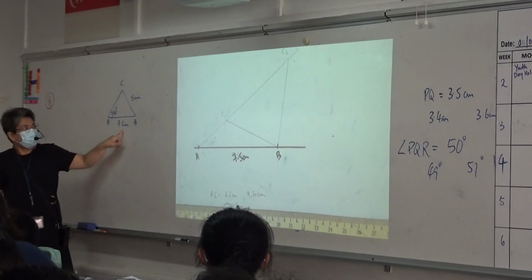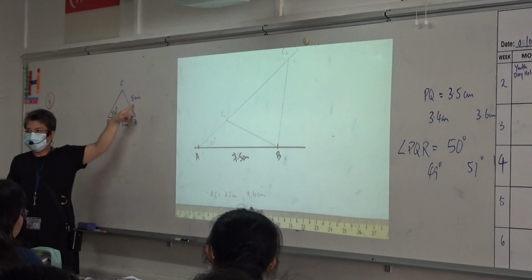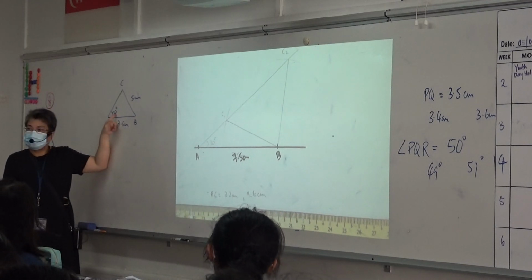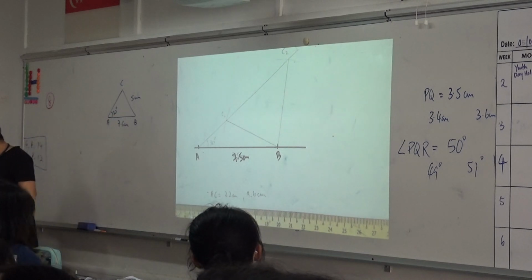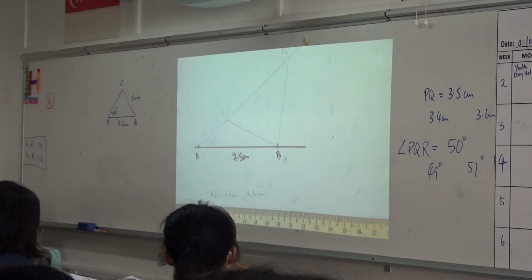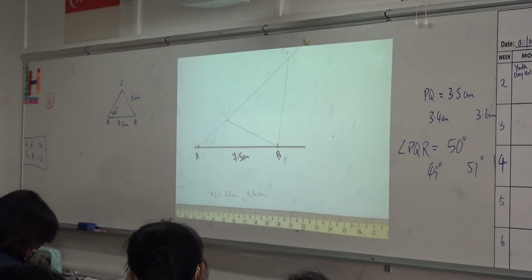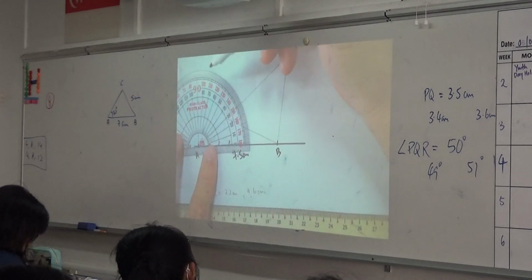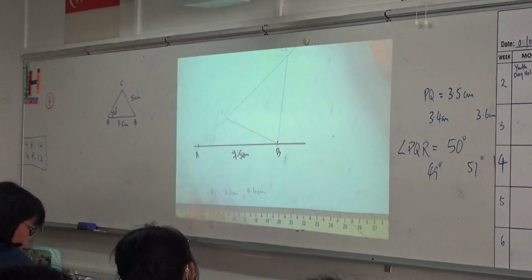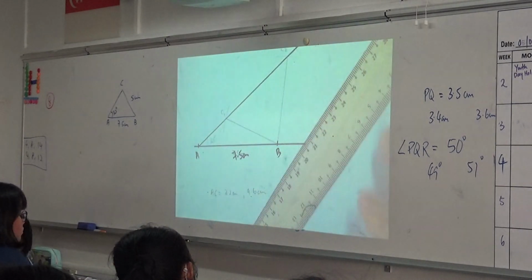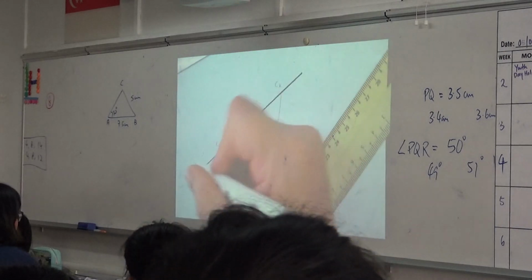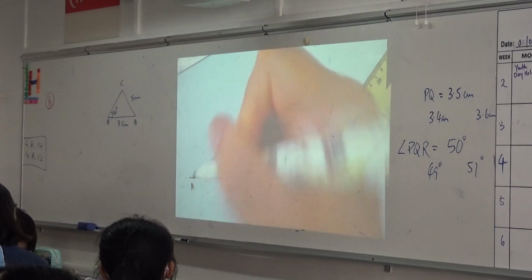Now, class, after this I do not draw the 5 cm first. I draw which one first? 30 degrees first. Understand? So you must put your protractor where? At A or B? A. Then you measure out 30 degrees and then you draw a line this way. You see? So this is your 30 degrees.